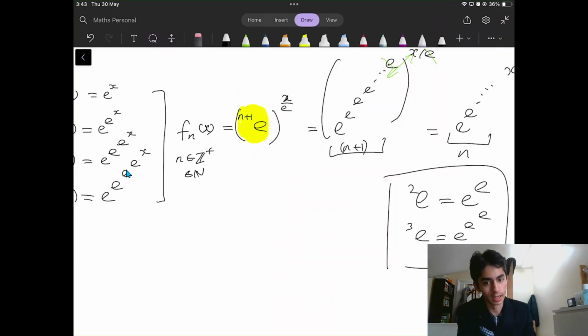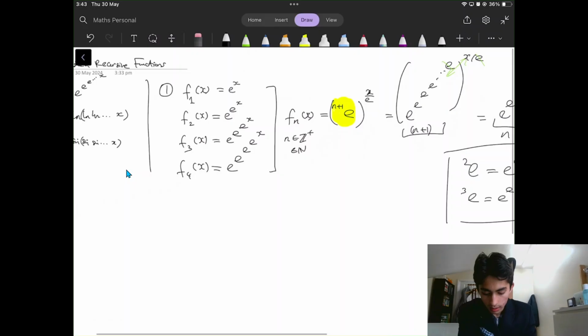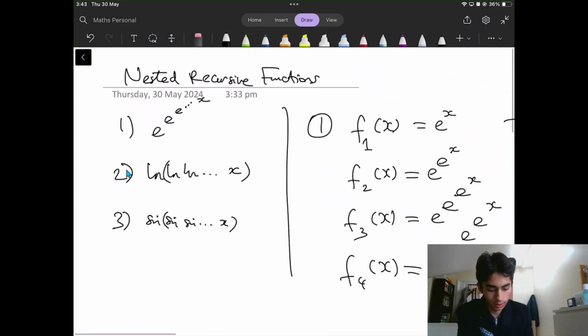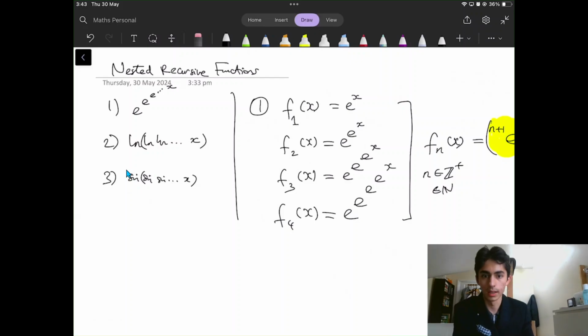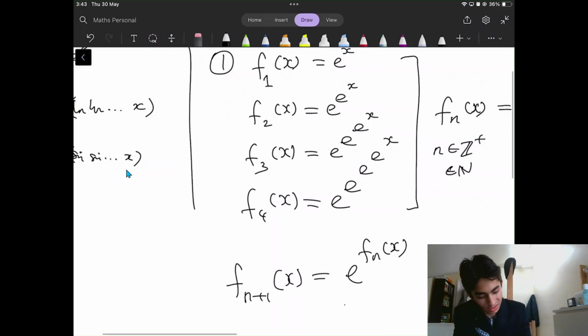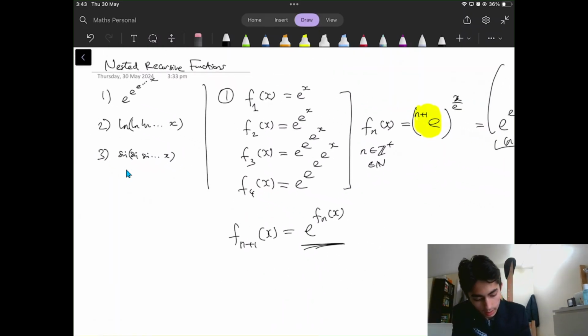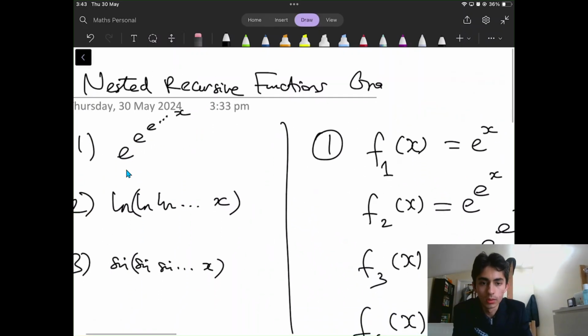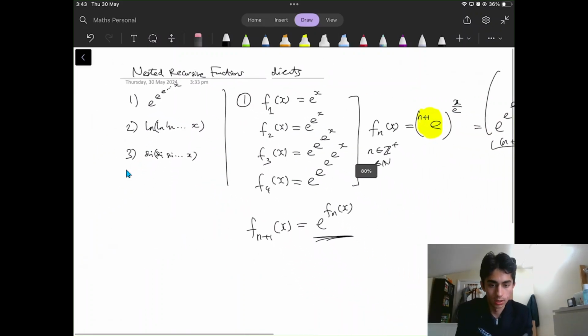Basically, repeated exponentiation. But yeah, the question that I have for today, not just these functions: if you wanted to actually define it recursively, it would be f_{n+1}(x) equal to e to the f_n(x), right? Just as a side note. But anyway, I'm interested in the gradients. I forgot to mention this earlier. The gradient function of these nested recursive functions, okay?